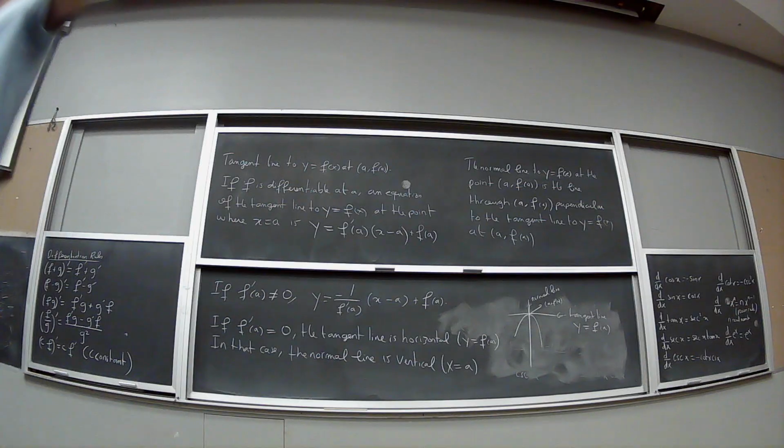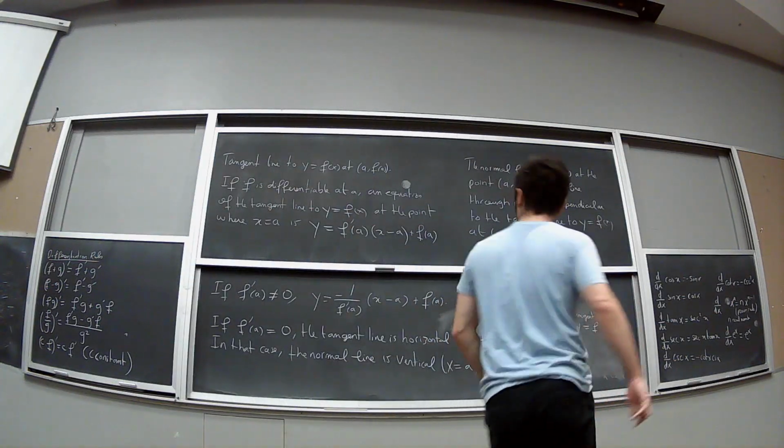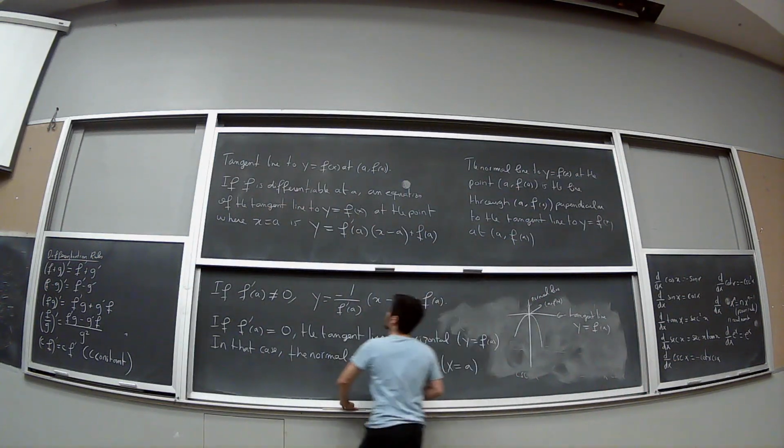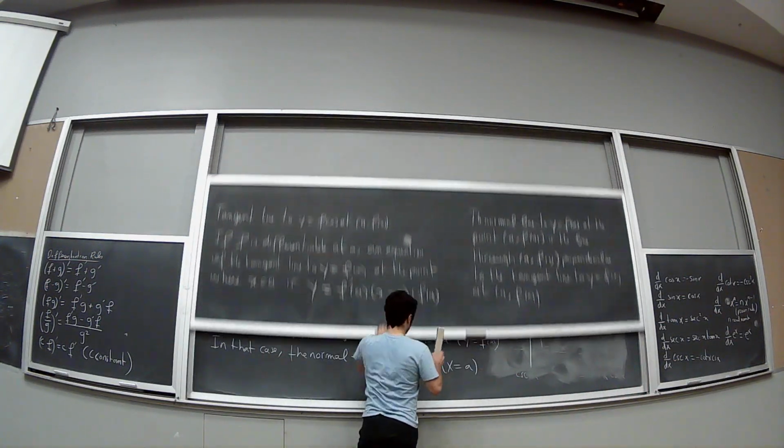So what's the derivative of cos? Minus sine. What's the derivative of sine? Cos. So you're good. If you have these two, then you're fine. Anyways, great. Let us do some problems.